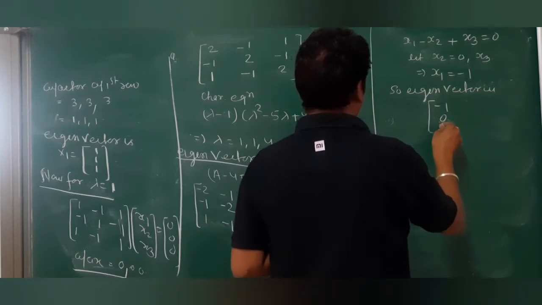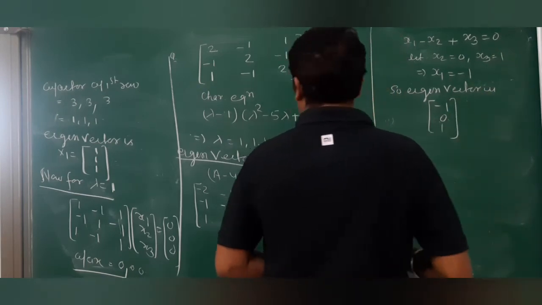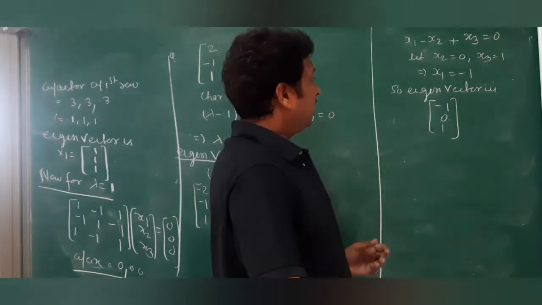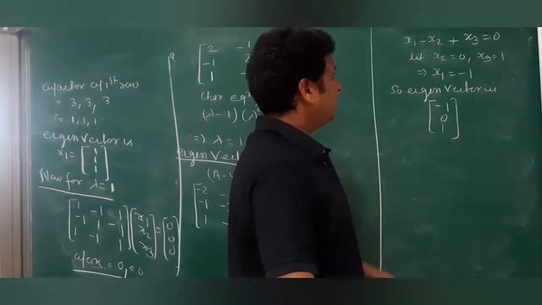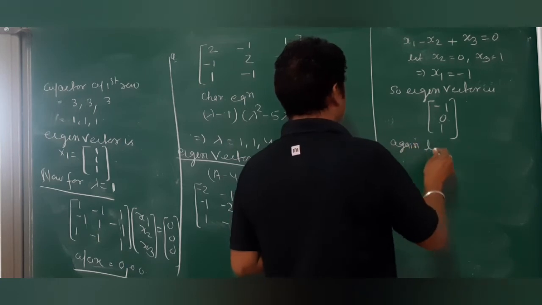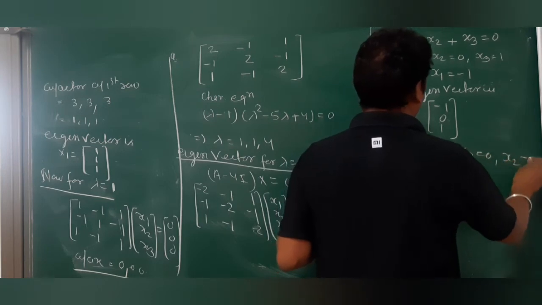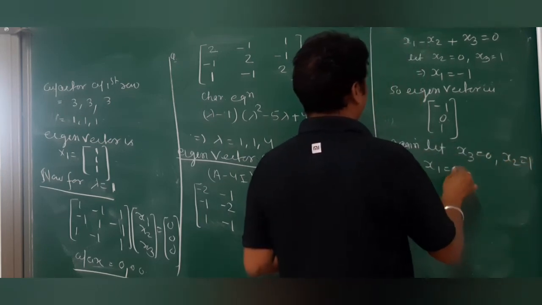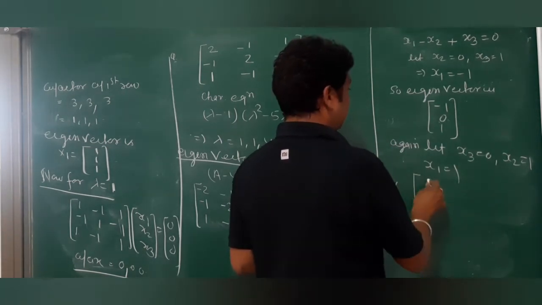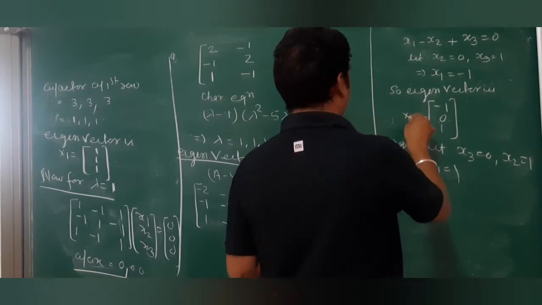minus 1, 0, 1. Now, one eigenvector we calculated. Now how do we calculate the second eigenvector? Because if again we choose anything, this time we take x3 as 0 and x2 as 1. So what is the x1 value? 1 only. So what is the eigenvector? 1, 1, 0. This is x2, this is x3.